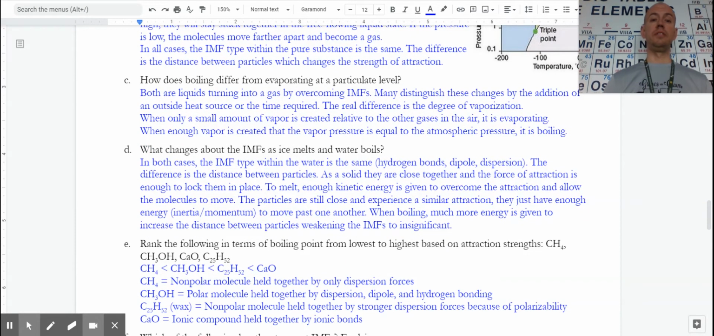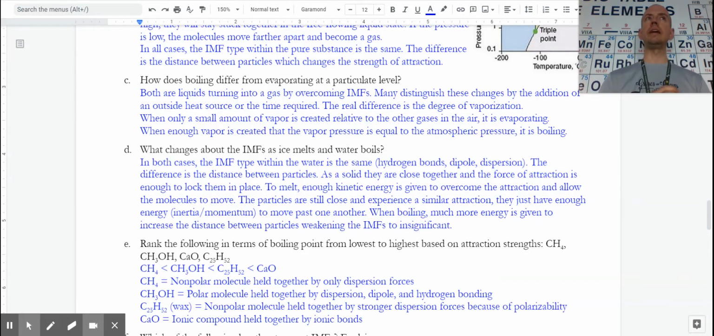Kind of connecting to the previous two, when ice melts and water boils, we still have the same IMFs, whether water is ice, liquid water, or steam. It's just a matter of how strongly they are able to keep the things in place. As a solid, the molecules are close together. The force of attraction is enough that the particles don't move around, but only vibrate. When they melt, we have to give it more energy to get the particles moving more freely.